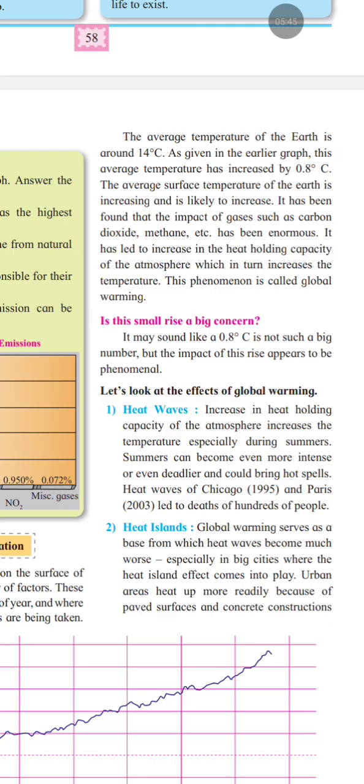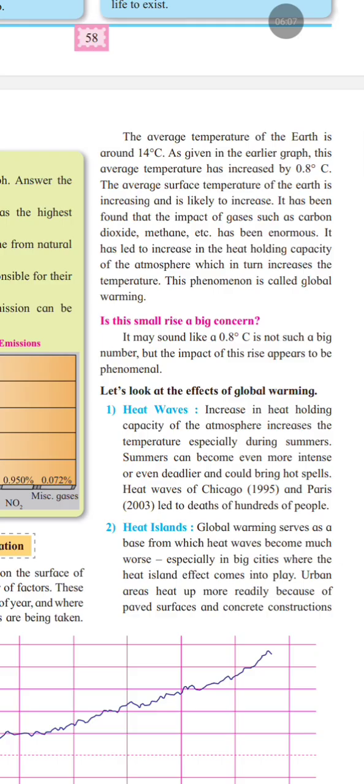As more heat is retained, the temperature of the earth's surface increases. This phenomenon is called global warming. Now, one thing to remember in this: an increase in heat holding gases results in more heat retained in the atmosphere, and this results in a rise in earth's temperature, and this is called global warming.